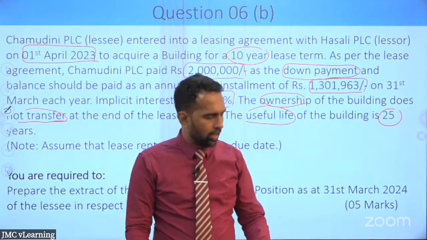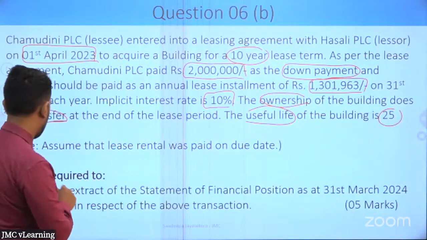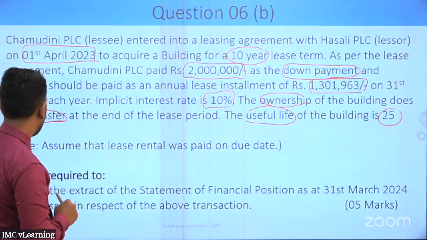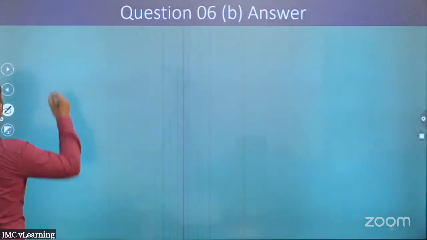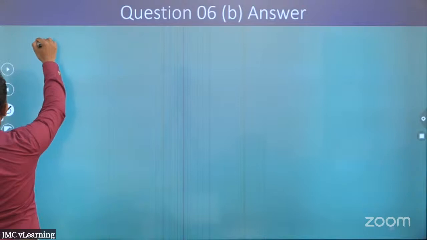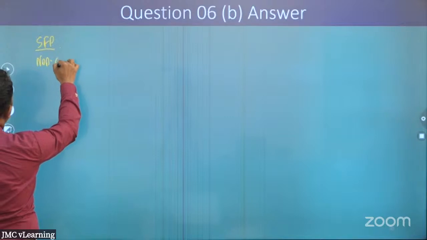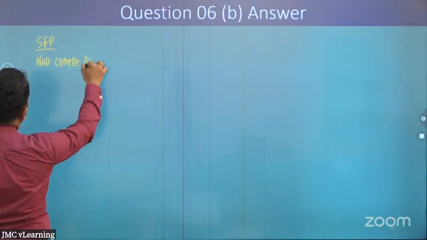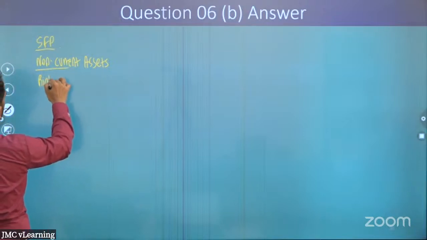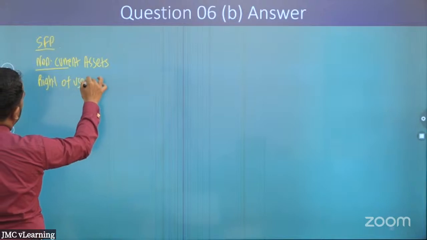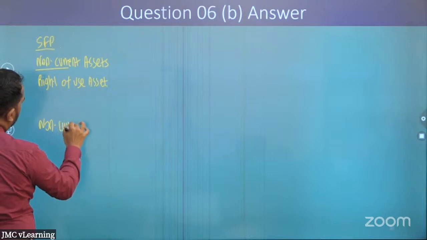Right? Okay. So then what I'm going to do is, we have to prepare the financial statement extracts. So we'll start doing the question paper. They have been asking you to prepare the financial statement extract of the statement of financial position. So under the non-current assets, you have the right of use asset. Then you have the non-current liability.